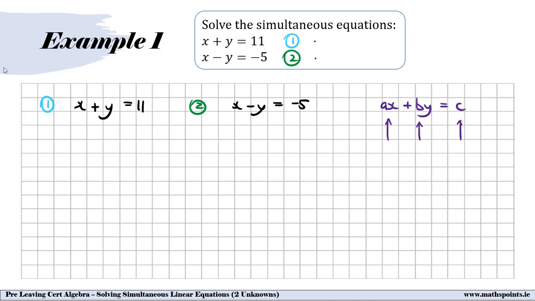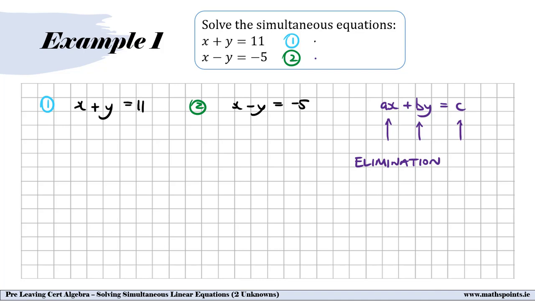So the process we're going to use to try and solve these equations is called elimination. With elimination, what we try and do is eliminate or get rid of one of the letters, the variables in the question. And so you're going to see as I go through this first example, I'm going to eliminate the letter y. I'm going to solve for the letter x, and then when I have a value for x, I'll be able to go back and find out what y was.